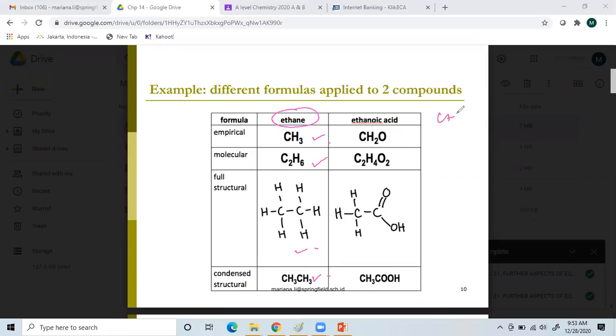Ethanoic acid, CH3COOH. So C2H4O2 for the molecular formula. Simplify this by dividing by 2, so CH2O is the empirical formula. The display formula: if you open all bonds, CH3, C double bond O, OH, like this. It should be one more line like this, one more line and then H. Condensed: CH3COOH. Okay, understand?